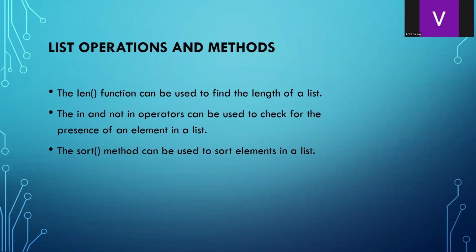List operations and methods. The length function can be used to find the length of a list. The in and not in operations can be used to check for the presence of an element in a list. The sort method can be used to sort elements in a list. List operations are the operations that can be performed on the data in the list data structure.